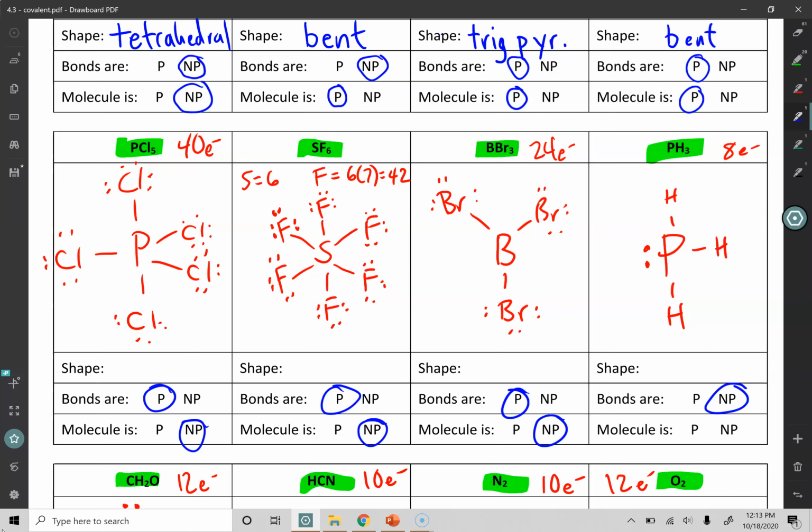And just to wrap it up, we have phosphorus trihydride, nonpolar bonds, but we do have an unshared pair of electrons on the central atom. Good chance this molecule is polar.